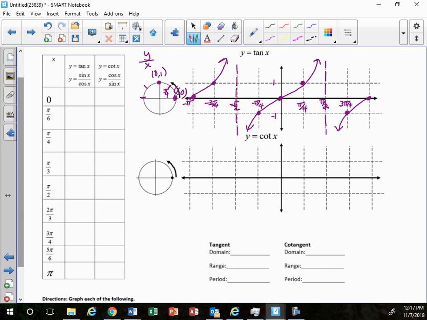Okay, try to graph cotangent. And then we'll talk about domain, range, period, all of that stuff together at the end. Got like 4 minutes. Cotangent, x over y. You're going to be doing the same pi over 4, pi over 2, all of that.